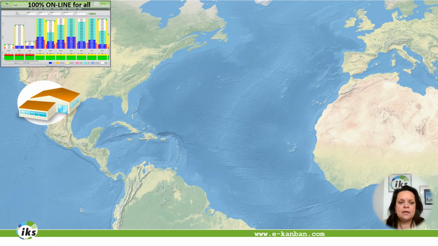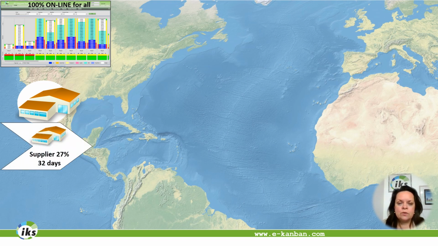What we have analyzed on this overview is the process of the supply chain between Latin America, between Mexico and Europe. The inventory on the new orders that are displayed and shared worldwide is 27%, and it is sitting in the status of new order for 32 days.